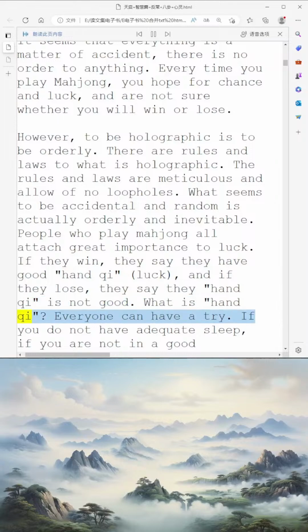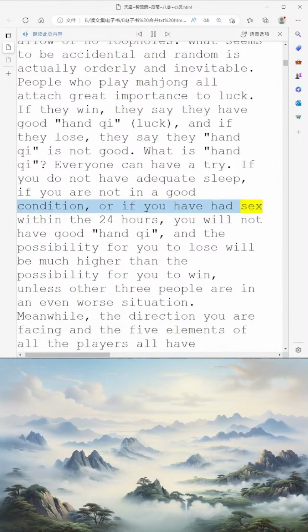What is hand qi? Everyone can have a try. If you do not have adequate sleep, if you are not in a good condition, or if you have had sex within the 24 hours, you will not have good hand qi. And the possibility for you to lose will be much higher than the possibility for you to win, unless the other 3 people are in an even worse situation.